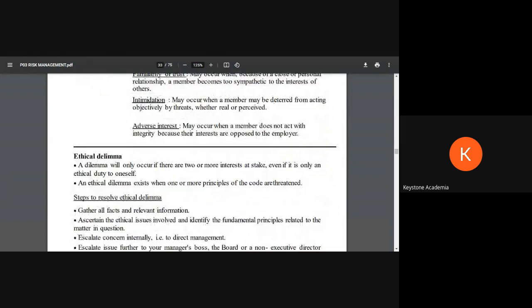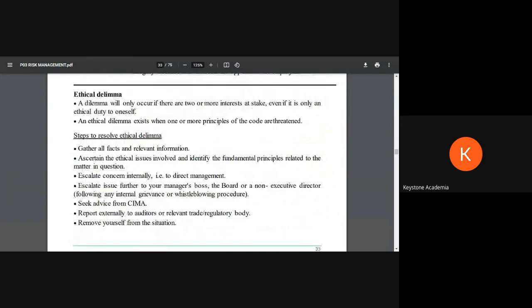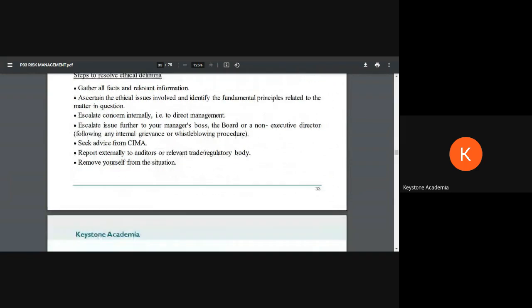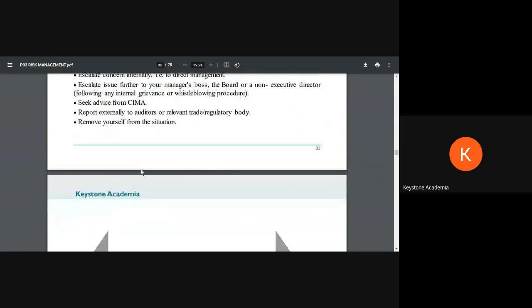They have given some points on how to resolve this. So basically, you don't need to learn it. It's for individual papers. Gather all the facts, go through the ethical issues, go to the management. In the worst case, CIMA is saying you can contact us also. Even if it doesn't work, you resign from the company, but don't be a part of that situation. However, in the practical world, it's very, very rarely practiced.